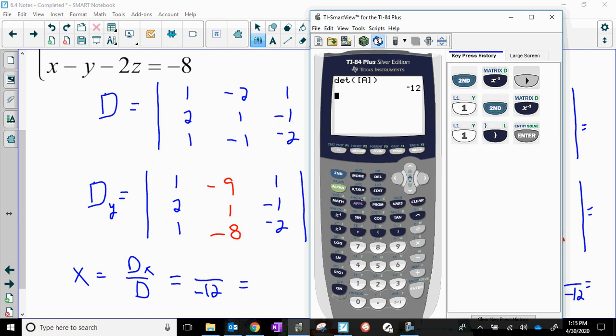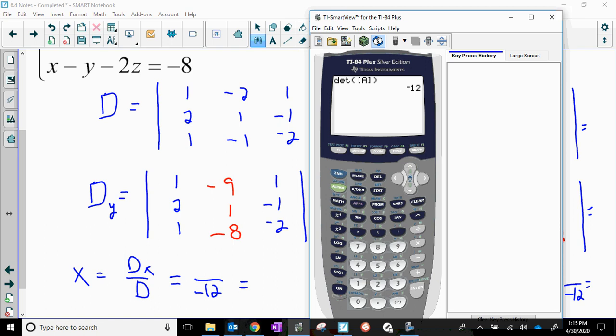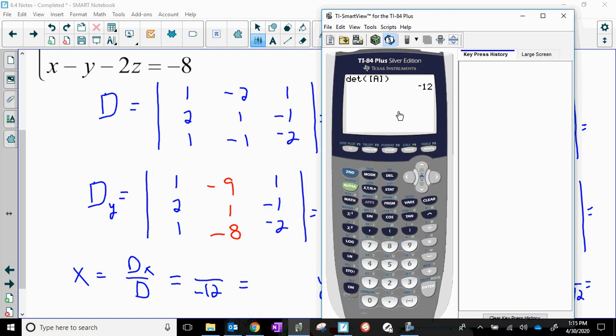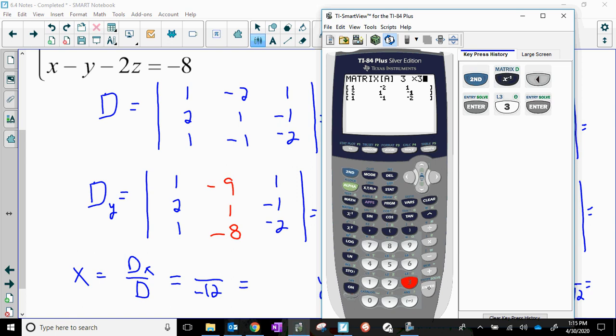Okay, so let me redo this now with the dx. The dx is the same matrix I just had in there, except the x column is going to be -9, 1, -8. So you go second matrix, left arrow to edit, put in your dimensions, and then you type it row by row.